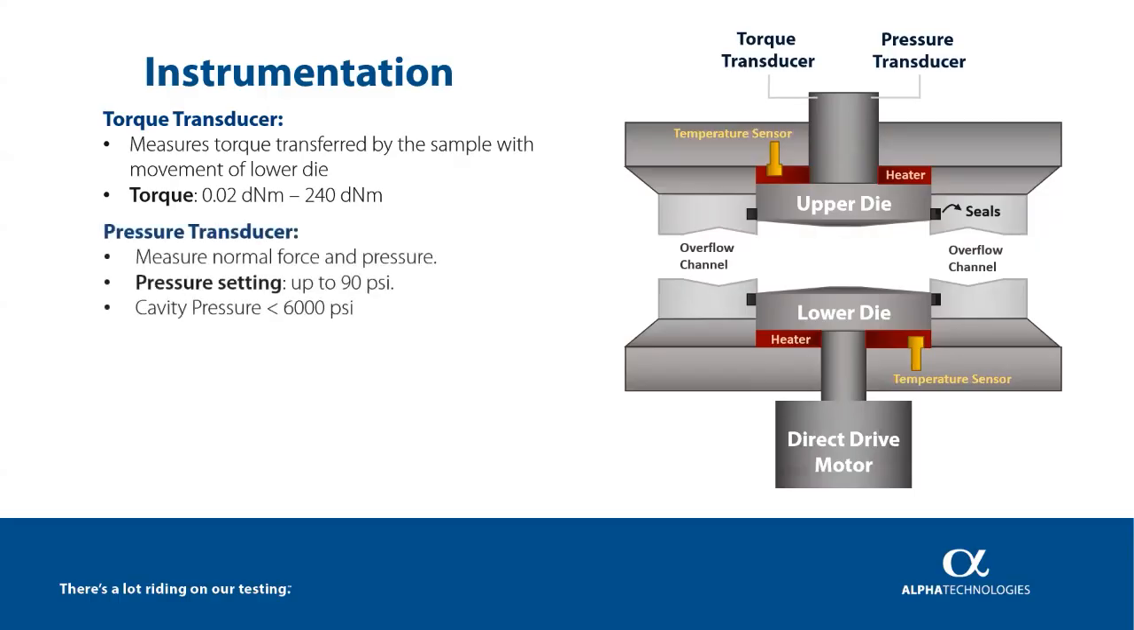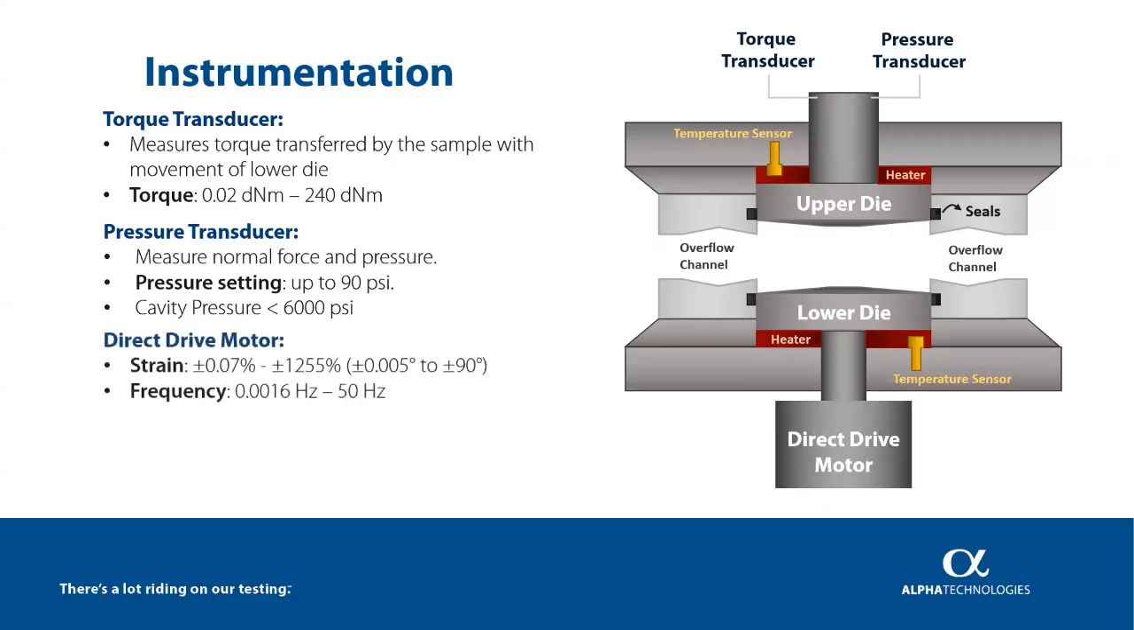Optionally, the RPA can also be equipped with a pressure transducer, which measures the normal force or cavity pressure. This is especially useful for tracking blowing or foaming reactions. With this setup, you can adjust the cylinder pressures up to 90 psi to minimize the slippage and monitor cavity pressures up to 5,000 psi.